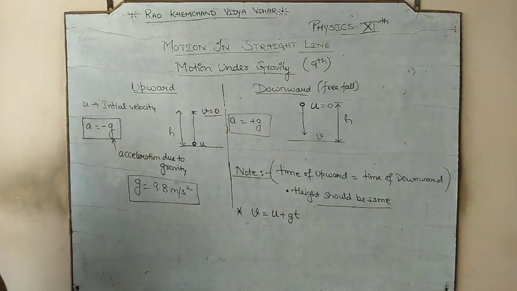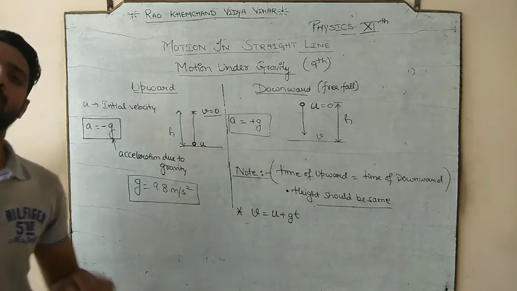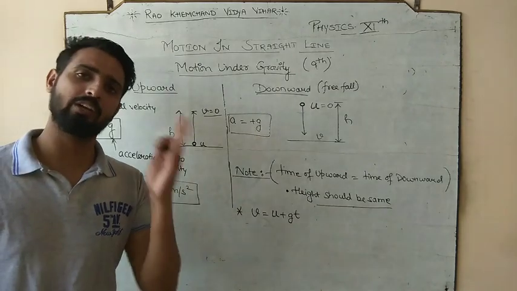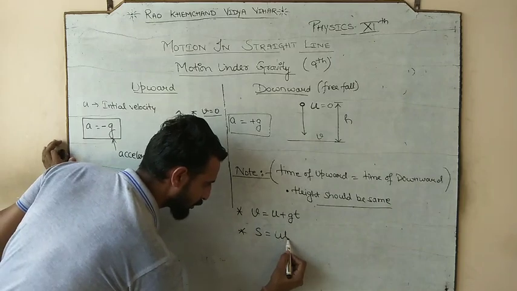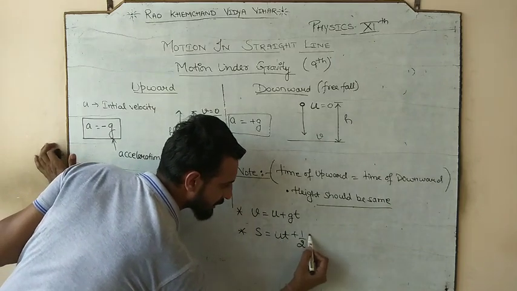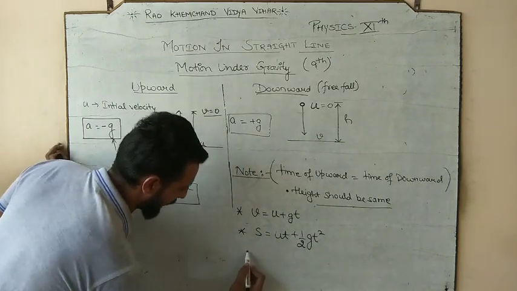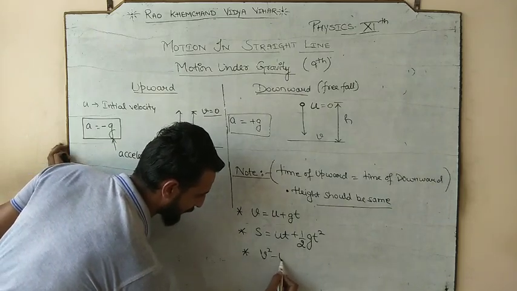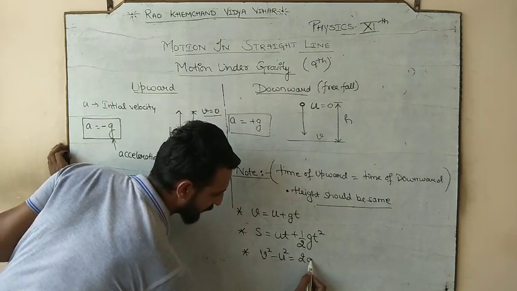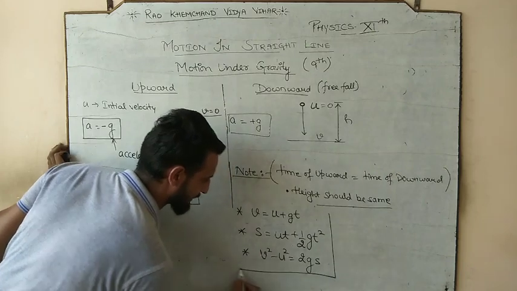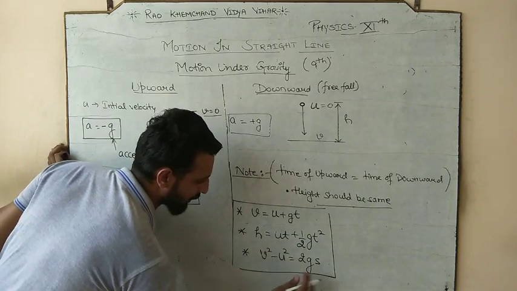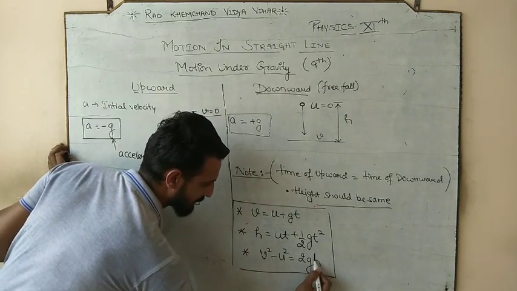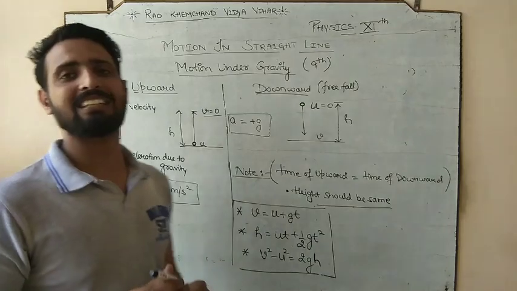So acceleration would be taken as g. Okay, g would be negative or positive, that depends upon the motion direction, whether you are going upward or downward. Second, s is equal to ut plus half gt square, and the third is v square minus u square is equal to 2gs. If you want to use the word s or if you want to use the word h, it is your choice, because h represents the height.